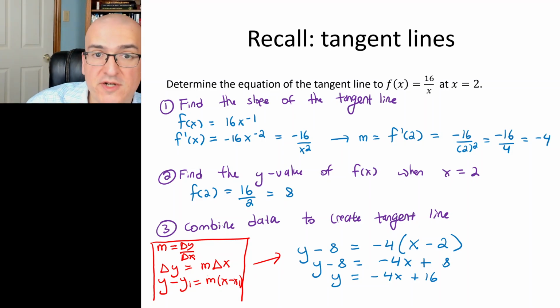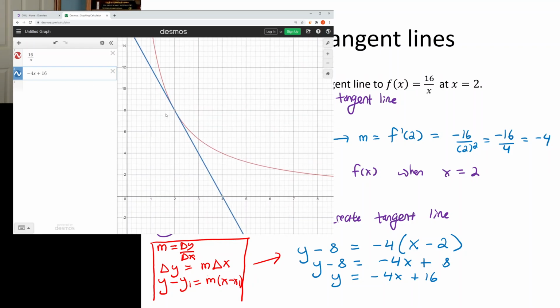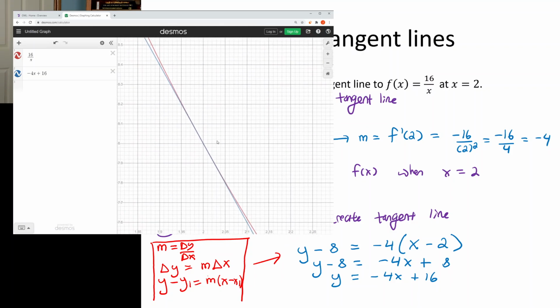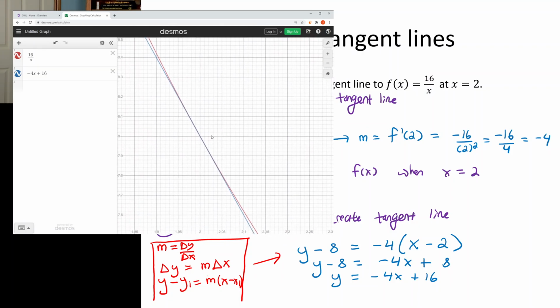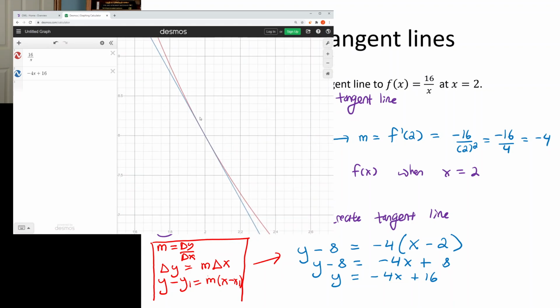I'm going to go back to my picture and graph that. Negative 4x plus 16. I'm going to zoom in to an x coordinate of 2. You can see that they're almost overlapping. You can tell the difference between them right now. That one is still a curve, the red one's still a curve, the blue one's a line.